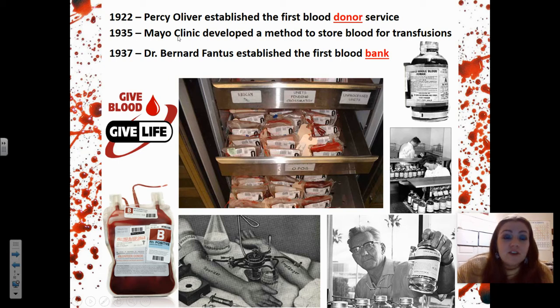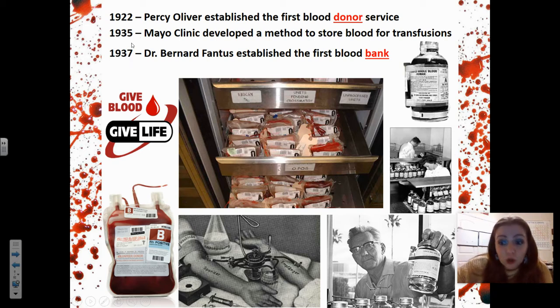In 1935, the Mayo Clinic developed a method to store blood for transfusions. And then Dr. Bernard established the first blood bank in 1937. So it wasn't until the 30s that we had blood on hand. I think a lot of us feel really comfortable in the fact that we have blood, that if you were bleeding out, you could go to the hospital and you could get blood. It's really pretty recent that that's been a possibility.